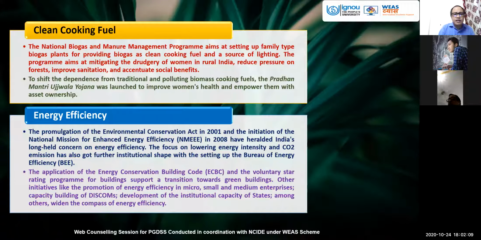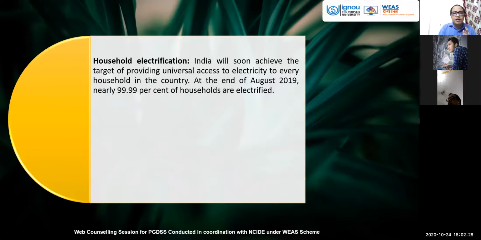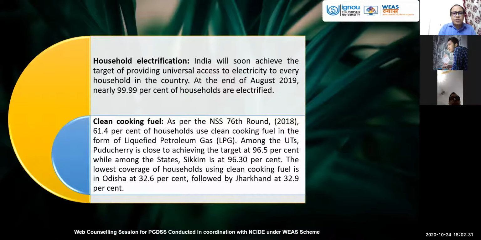We have schemes like the Bureau of Energy Efficiency that rates the efficiency of electrical appliances, and we have the Energy Conservation Building Code. These are some of the initiatives and we're effectively implementing them. In household electrification we are going well, and clean cooking fuel also, we are going well. Sikkim is at 96.3%, second among the states, and among the Union Territories, Puducherry is close to achieving the target, at 96.5%.